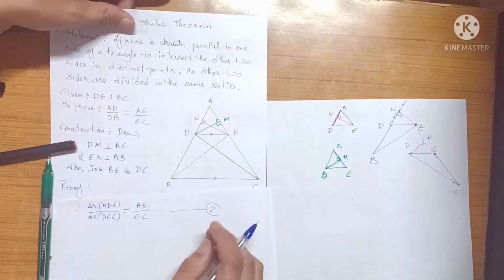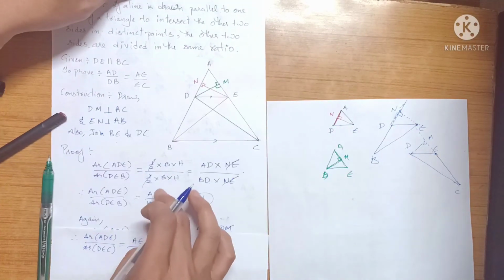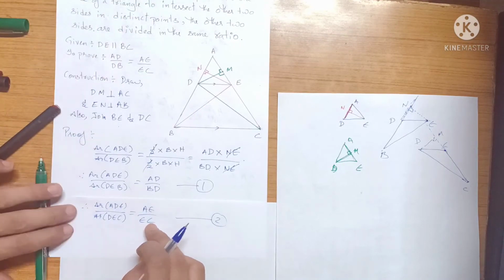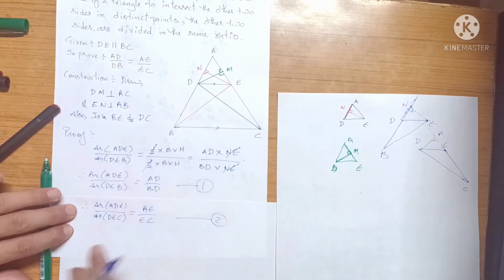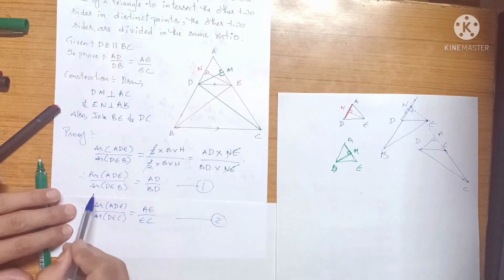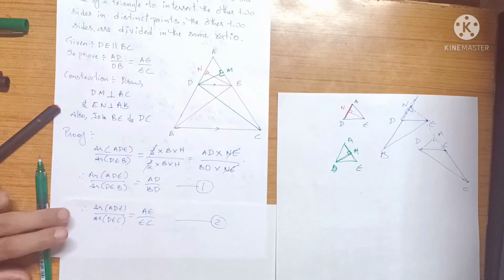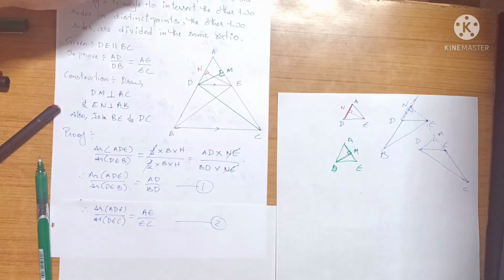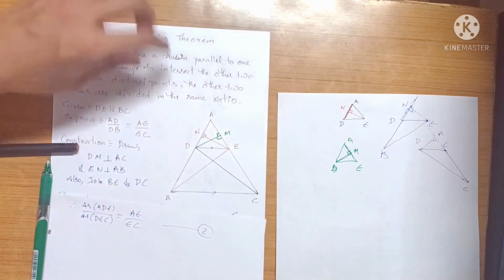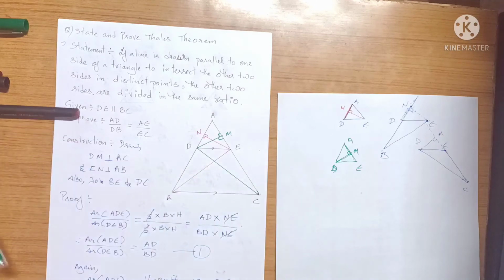See, we are asked to prove AD by BD equal to AE by EC. So we somehow got AD by BD, we got AE by EC. So if somehow we can make this equal, that is ADE is also equal, but the only difference is this triangle DEB and triangle DEC. So we'll somehow try to show that triangle DBE and DCE are same. Okay, so let's try to do that now.